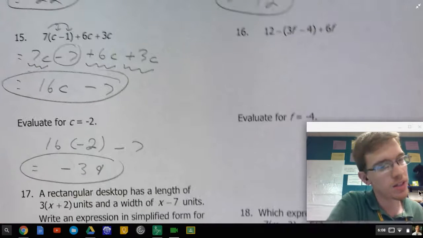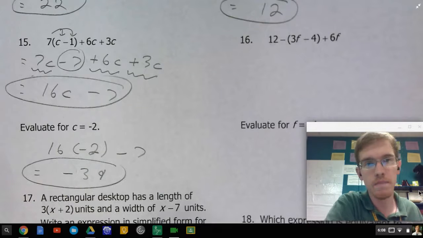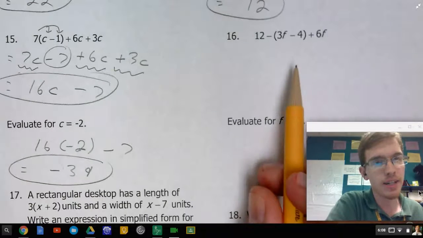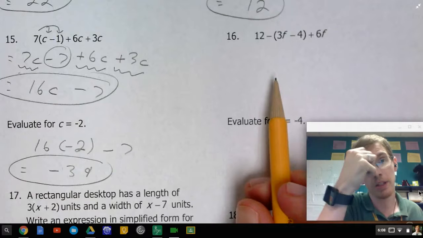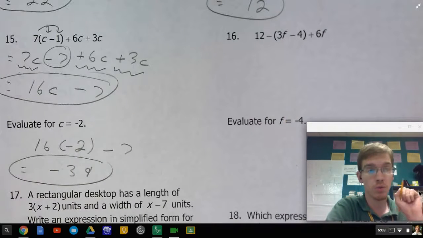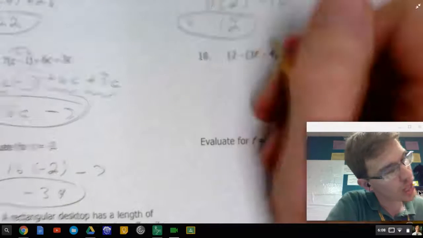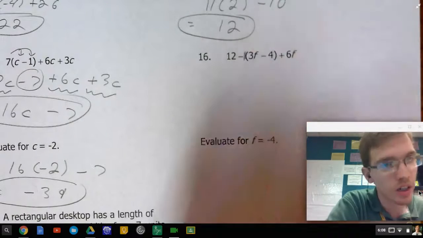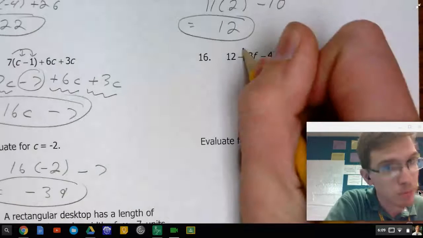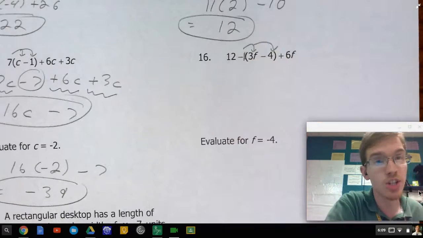Okay, next let's see number 16. 12 minus 3f minus 4 plus 6f. Now again, the parentheses are what we care about. The parentheses are only affecting what's in here. So that means this negative 1 that we are going to write in there is being multiplied by everything inside the parentheses and no more.